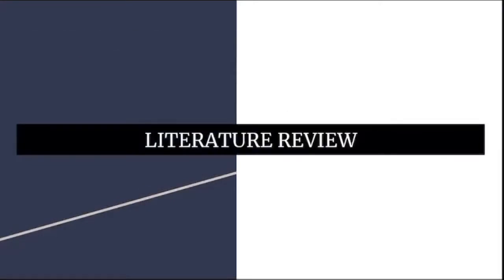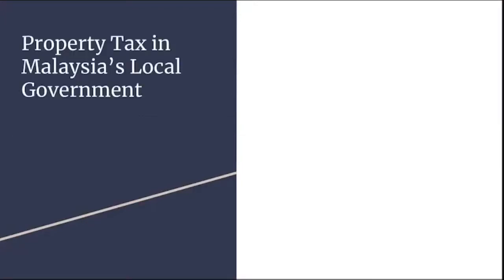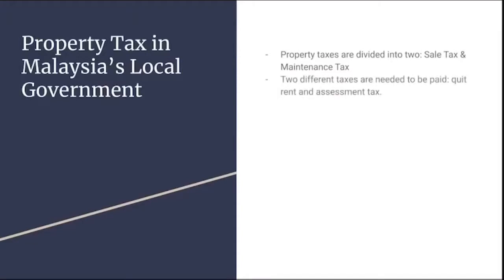The next part of the presentation is the literature review. First, I will explain my findings on the property tax in Malaysia's local government. As I have mentioned before, every property owner has to pay property taxes to the local authorities. Property tax in Malaysia is divided into two categories, which are the sale tax and the maintenance tax. Assessment tax is the focus of this project, and this tax is under the maintenance tax. In the maintenance tax, there are two different taxes, which are the quit rent and the assessment tax.